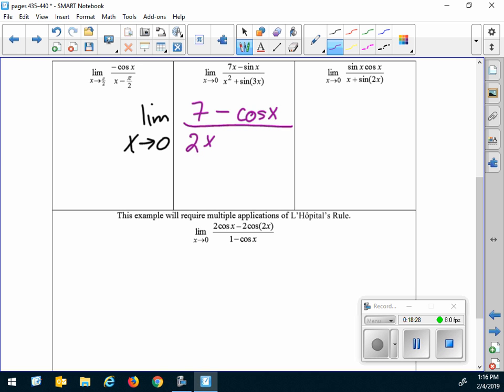plus 3 cosine 3x. Numerator: 7 minus cosine of 0, because cosine of 0 is 1, so 7 minus 1. Denominator: 2 times 0 plus 3 times the cosine of 0, and the cosine of 0 is 1.